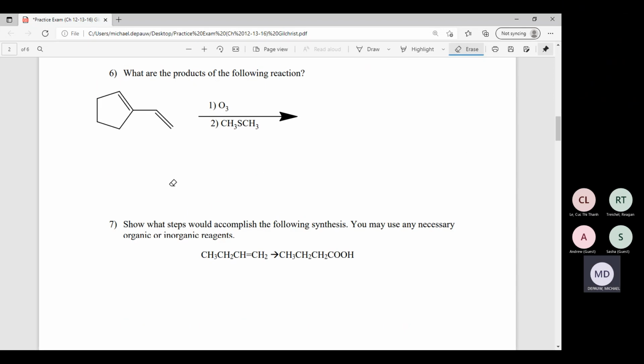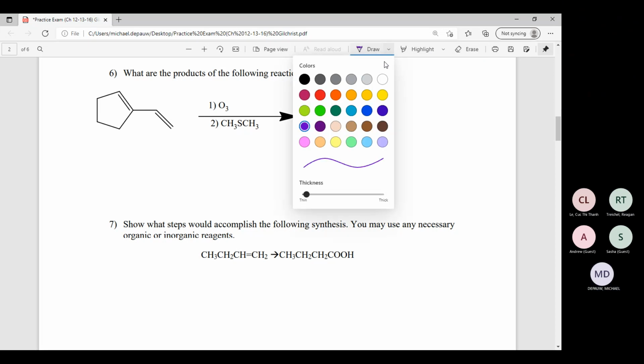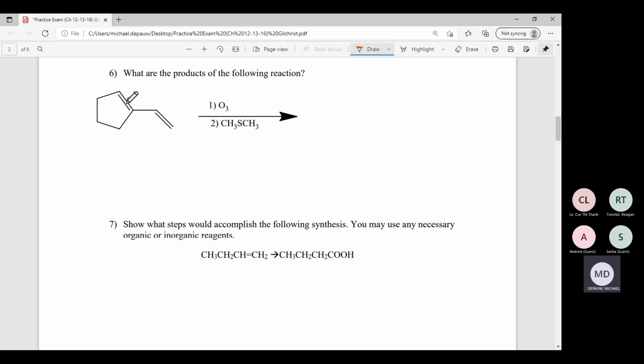Next, what are the products of the following reaction? So what does ozone do? How well have you memorized your reagents? What does ozone do to double bonds? Doesn't it add an oxygen on both sides? Yeah, well, specifically, it cuts the double bonds in half, right? Ozone cuts double bonds. It cuts them right in half.